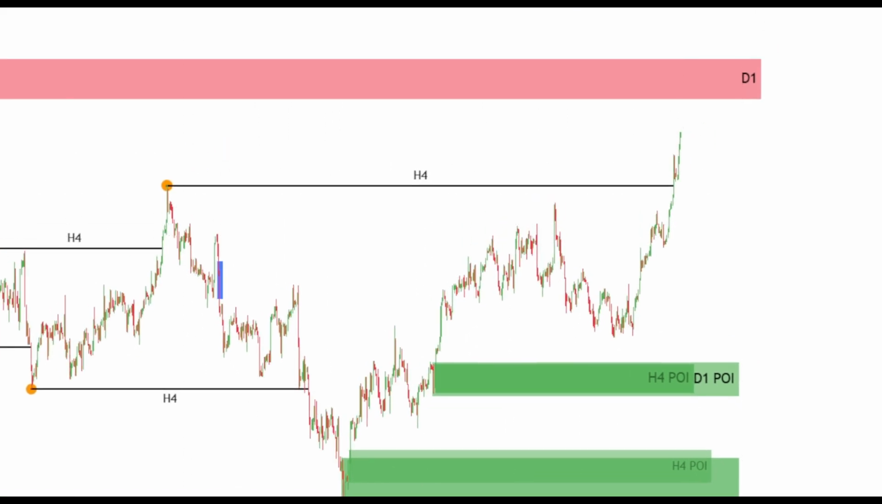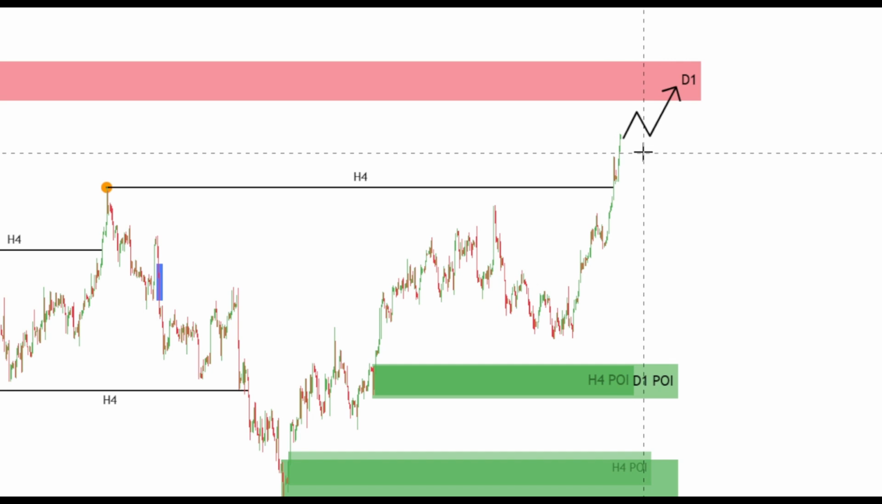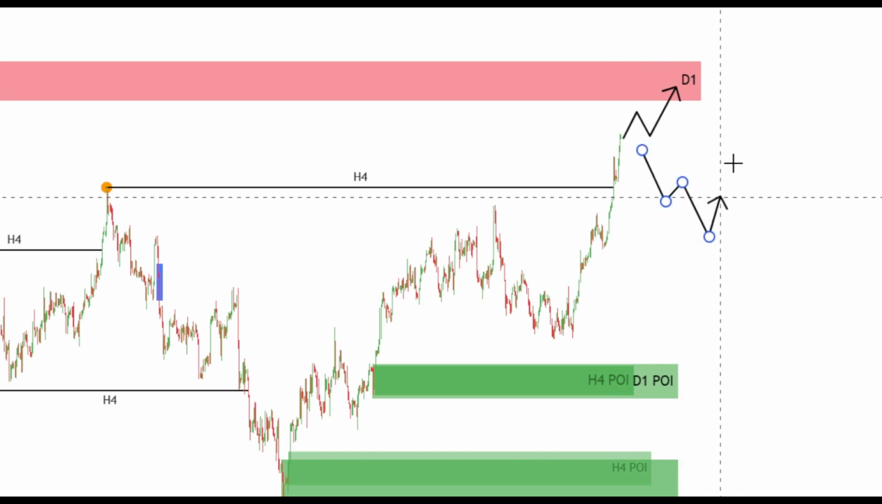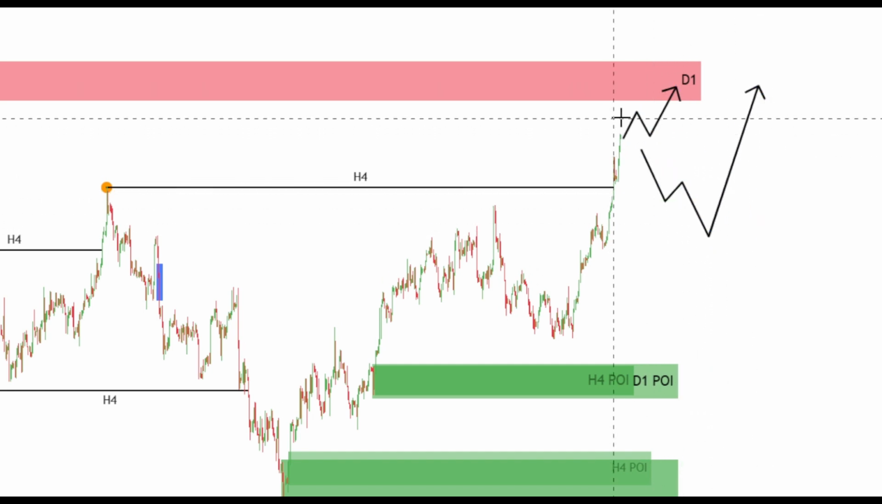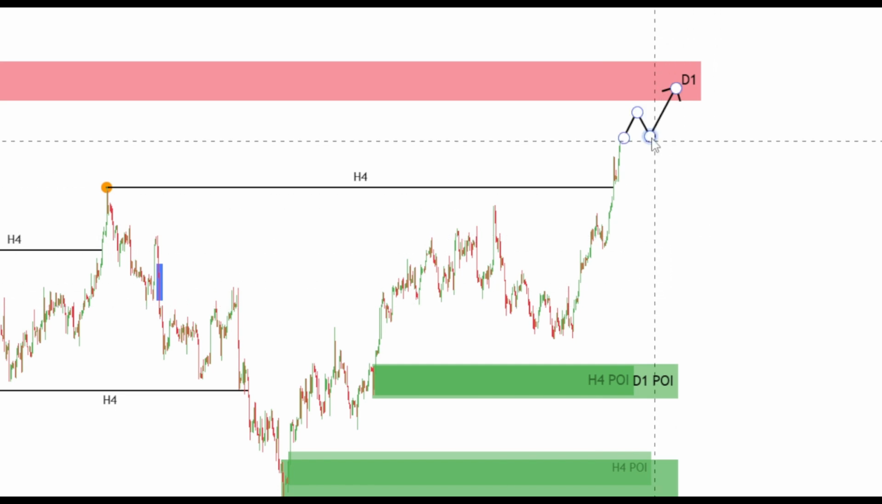And now from here, the narrative does remain the same. I do expect price to get up to the daily time frame. The only thing you need to be aware of now is that we may see price give us a slight retracement before heading higher. So we could anticipate somewhat of a lower pricing before price gets to that daily POI. But ultimately, I am bullish on the pound dollar.